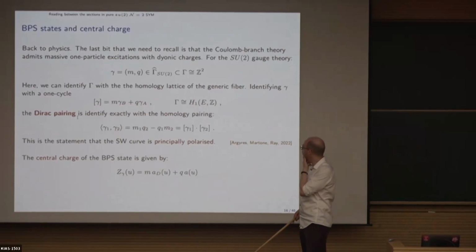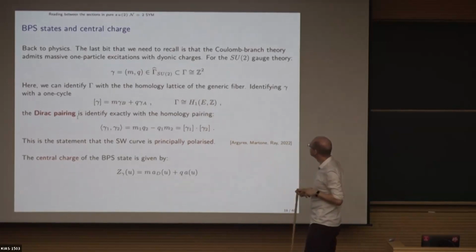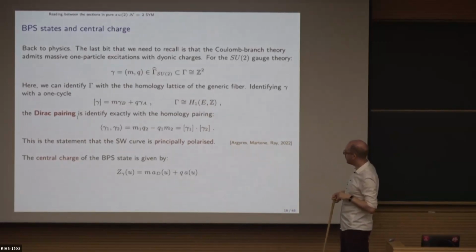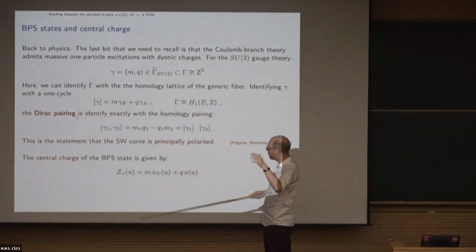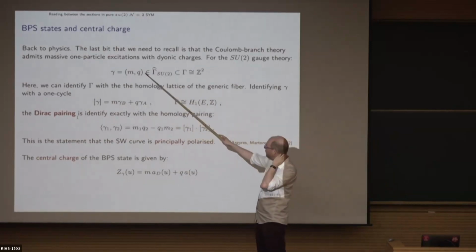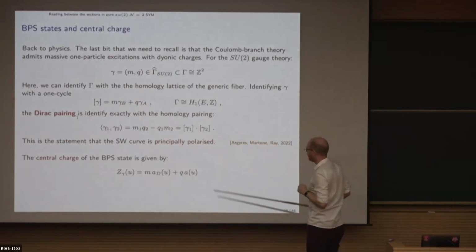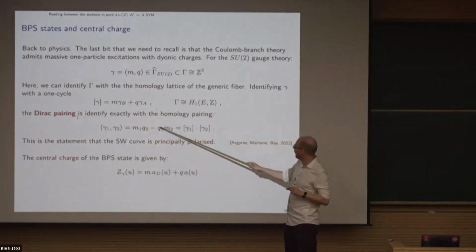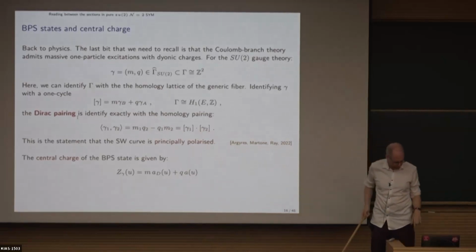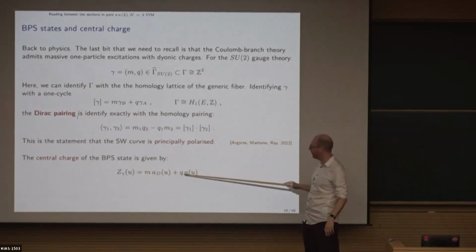So back to physics, the last bit of information I need to recall is that on the Coulomb branch, we can have BPS particles, dyonic one-particle excitations, which will have electromagnetic charge m, q, valued in some lattice. Here, I call gamma for SU2 all the allowed charges. We'll get back to that in a moment. Anyway, so those are all the possible charges that are potentially realized everywhere on the Coulomb branch. The important point from the point of view of Seiberg-Witten geometry is that those electromagnetic charges are realized literally as homology cycles on the Seiberg-Witten geometry. Then the Dirac pairing between two dyons like this is literally the intersection pairing on homology. And finally, we have a central charge which is given explicitly and exactly on the Coulomb branch once you know the exact physical periods a and a dual like this.